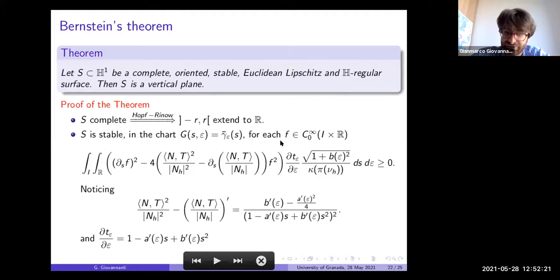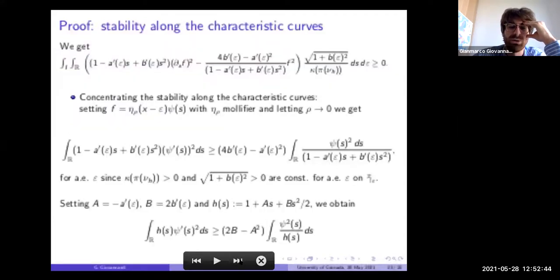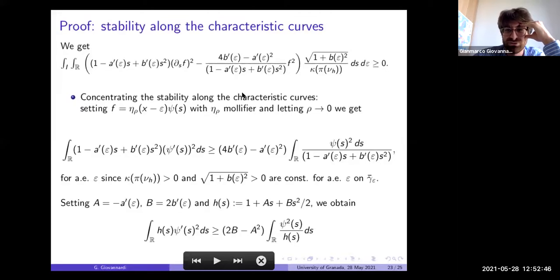we obtain this quantity. We can recognize that this quantity, since they solve the ODE, can be written with respect to B prime and A prime in a standard way, and also the Jacobian of the transformation can be written with respect to A prime epsilon and B prime epsilon. So we obtain that the second variation, the stability condition, can be written with respect to A prime and B prime, and for all possible f that are differentiable in the s direction and continuous.